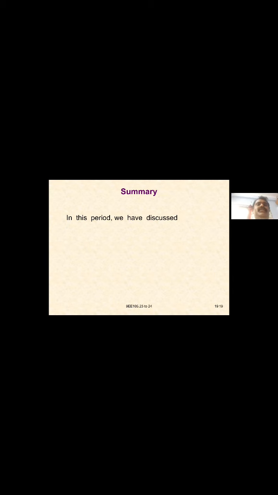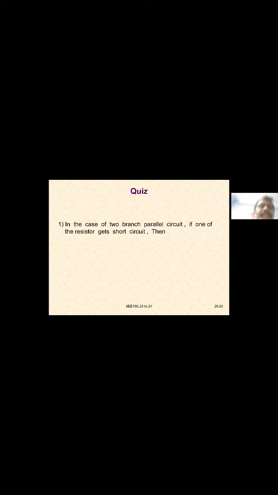So in this session we have discussed how to solve parallel circuits by applying the current division formula. In the case of a two-branch parallel circuit, if one of the resistors gets short circuited, then the voltage across the second resistor is 0, and the voltage across the first resistor is also 0, between A and B.